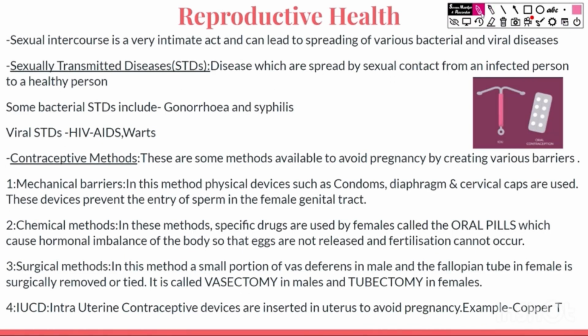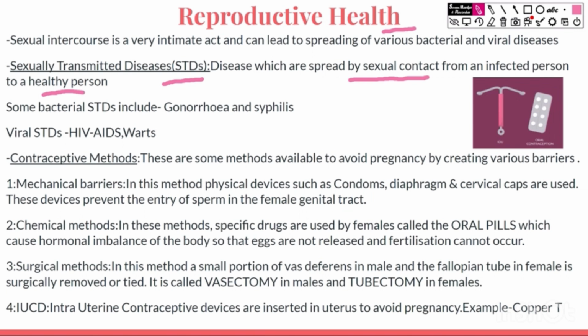Now coming to the last topic of this chapter, which is reproductive health. We have understood what reproduction is, the male and female reproductive systems, and how fertilization occurs. Sexual intercourse is a very intimate act, and there is a high risk of transmission of various diseases which can be spread by bacterial and viral infections. To protect against these and ensure that these diseases do not occur, this is what we study in reproductive health. Sexually transmitted diseases or STDs are diseases which spread by sexual contact from an infected person to a healthy person. These diseases can spread.